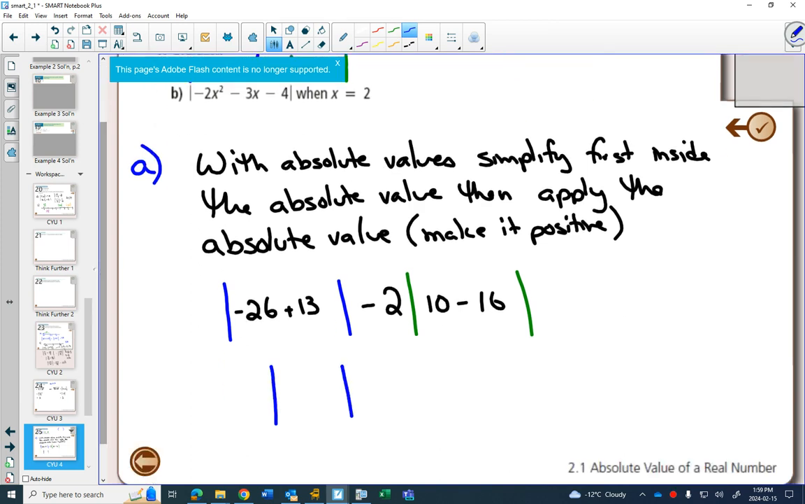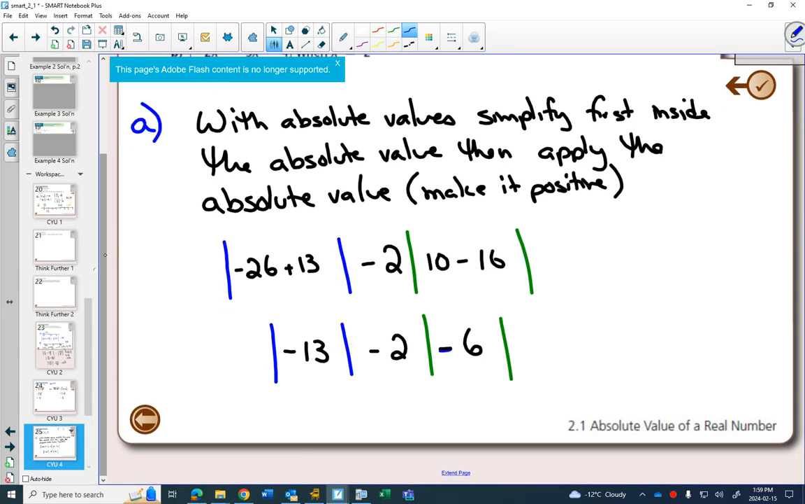Simplify inside my blue ones first. -26 plus 13, -13. Simplify inside my green absolute values. 10 minus 16, minus 6. So I simplified inside my absolute values first.